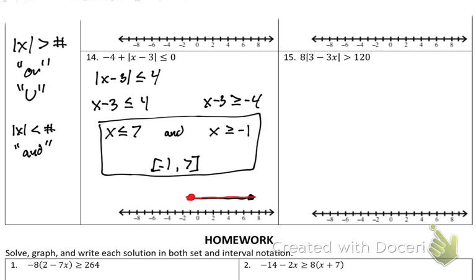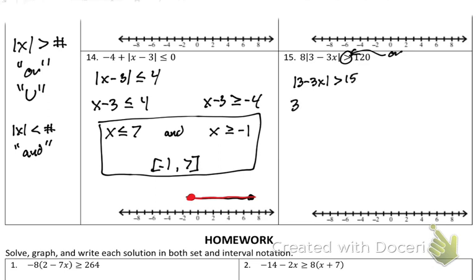All right, let's do it one more time. I am going to note, based upon what we just covered, if it's greater than, we have an or statement. If it's less than, it's an and statement. So we should know that this is going to be an or statement just starting off, so it should go in opposite directions. Well, let's isolate first. That means divide by 8. And so we're going to have 3 minus 3x is greater than 120 divided by 8, which is 15.